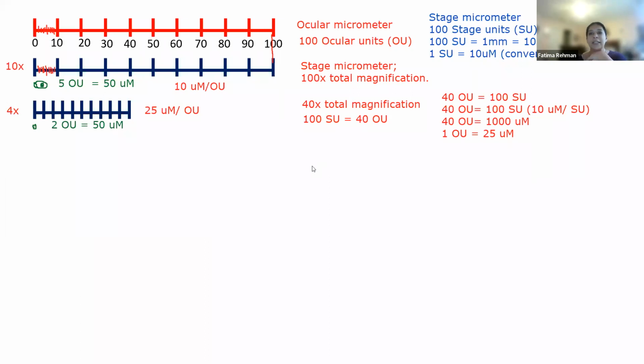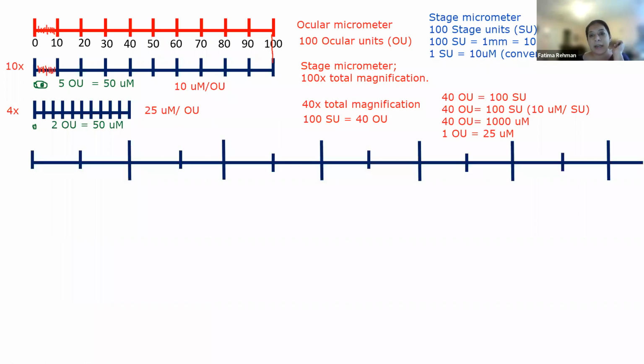Okay, let's change things up a little. Now we're gonna go to higher magnifications. Right now we were still at about 100x. So let's go to the 40x objective lens. And now suddenly it's gonna be really, really big. Just to give you an idea of what this is supposed to look like, these are the tick marks.